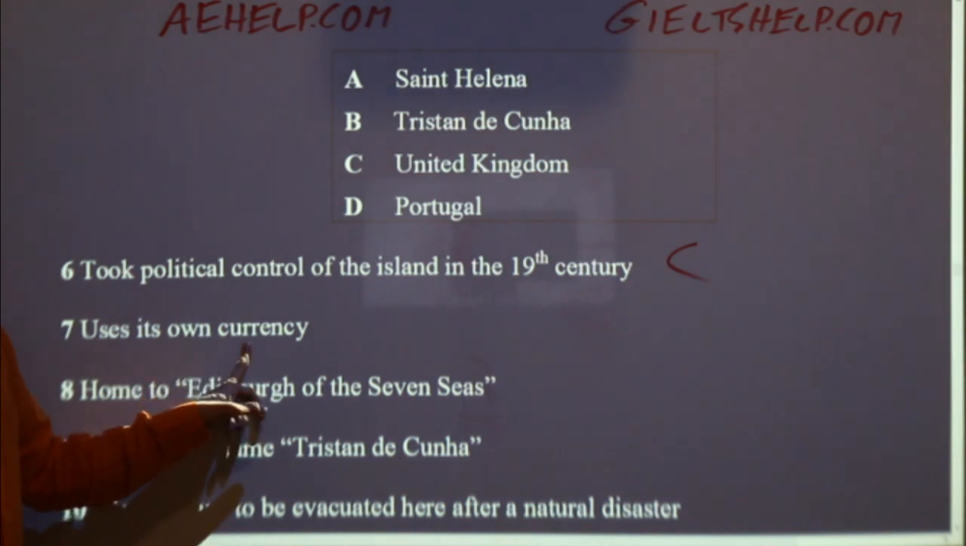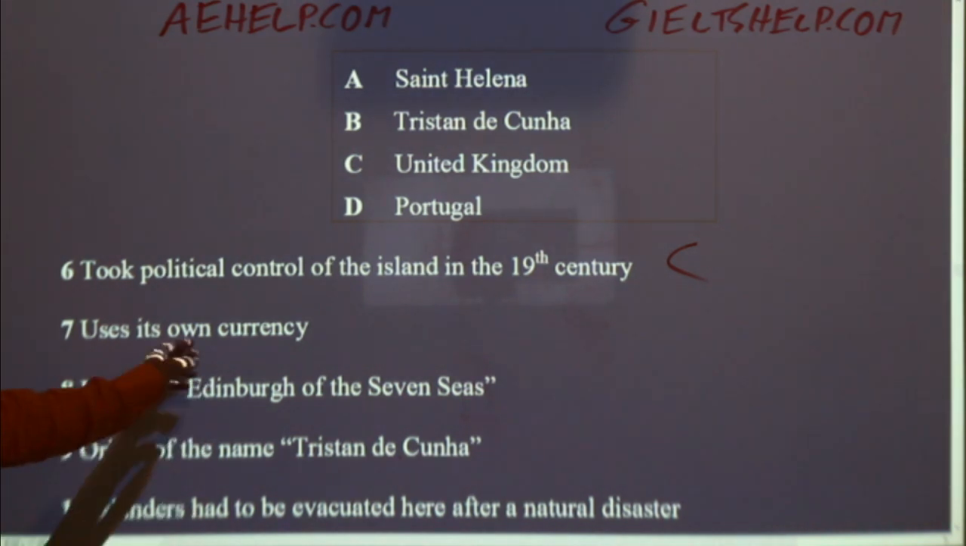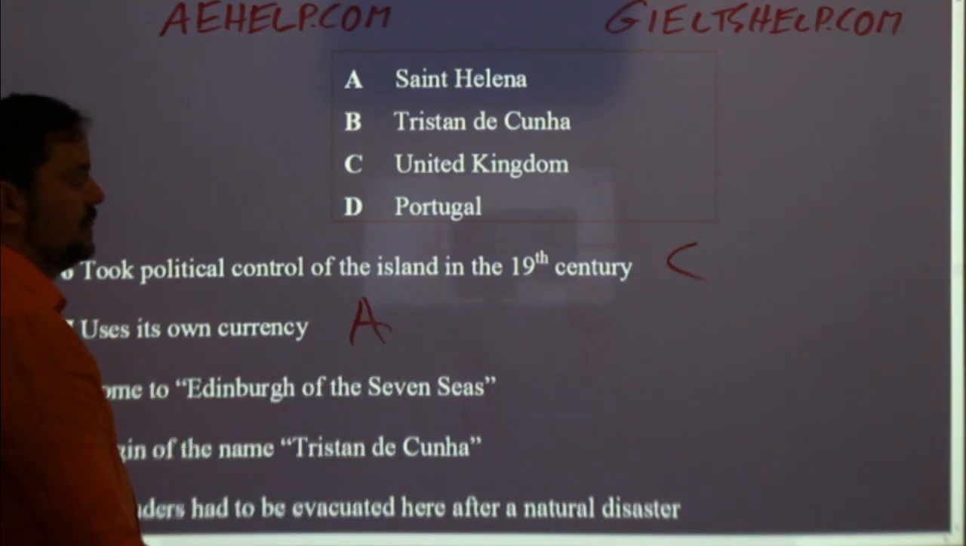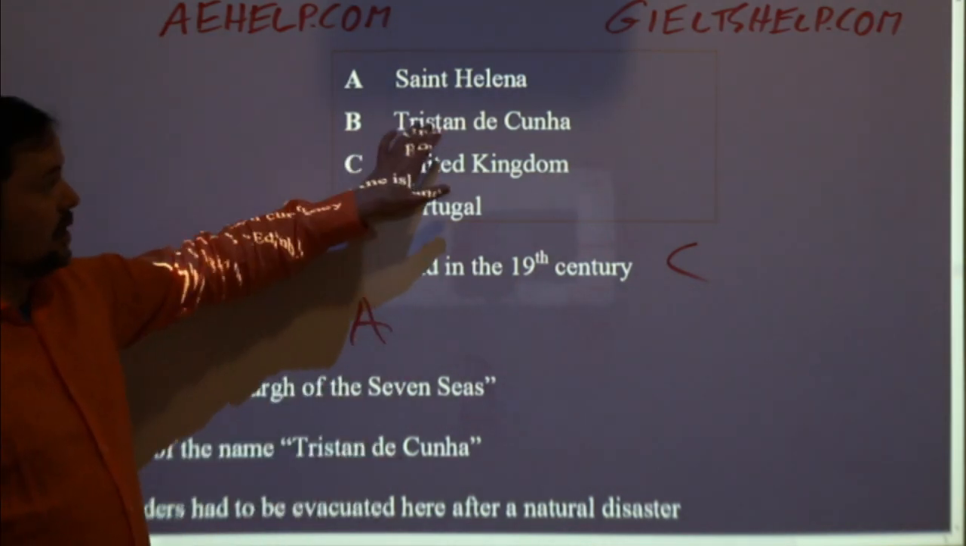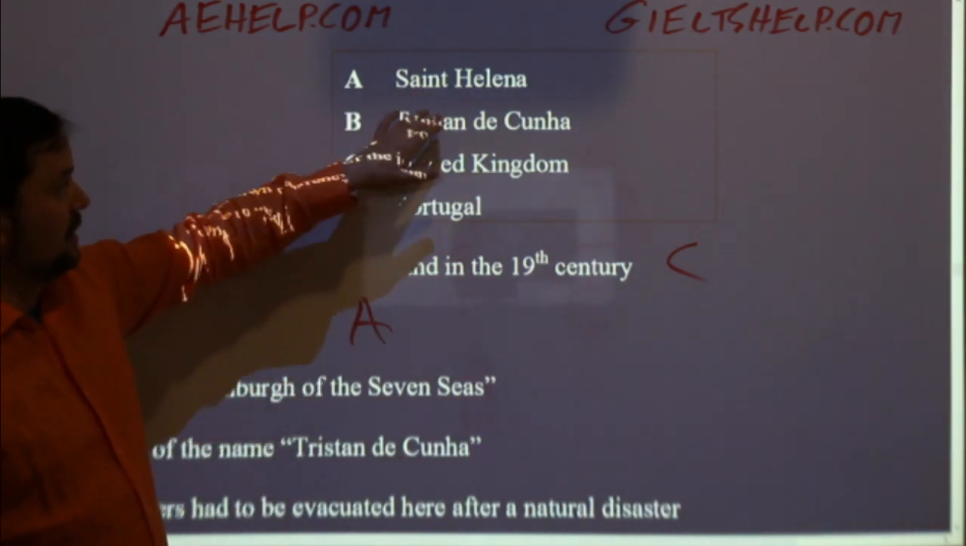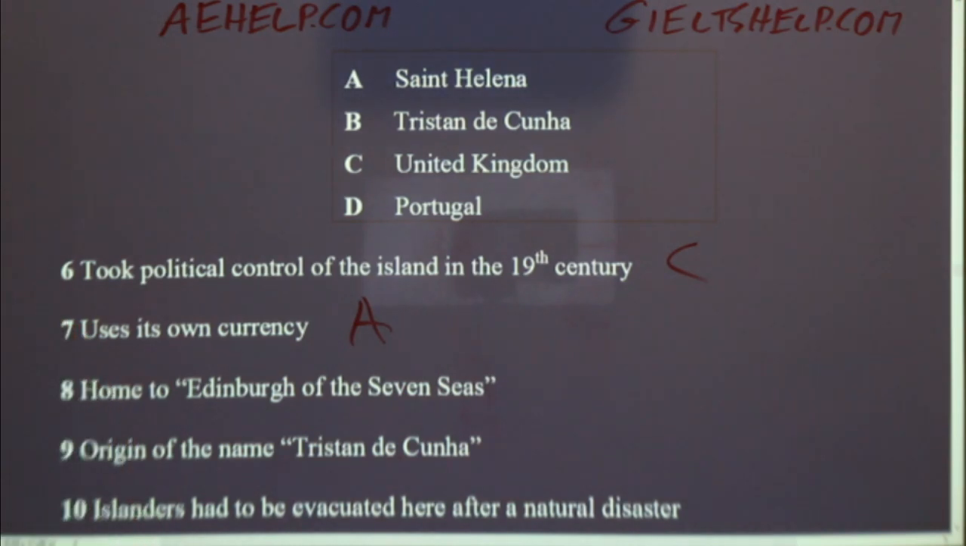Uses its own currency. Number 7. And that's right, Baljeet. You can use each letter more than once. So uses its own currency. That's right, it was A, Saint Helena. It says Tristan de Cunha today uses the British pound, but interestingly, its neighbor, 2,000 something kilometers away, uses the Saint Helena pound. So A.